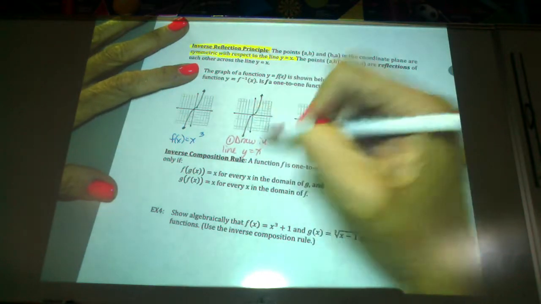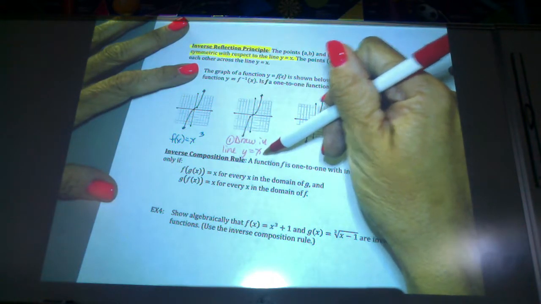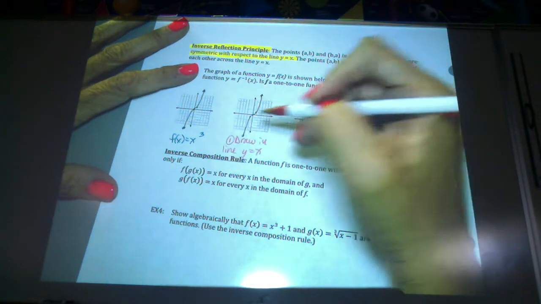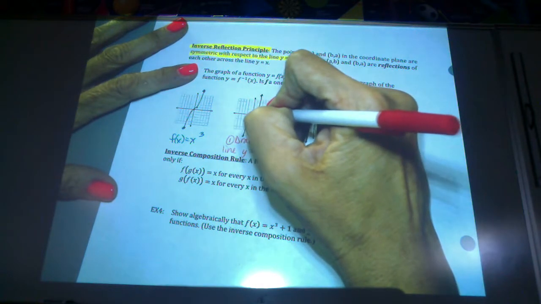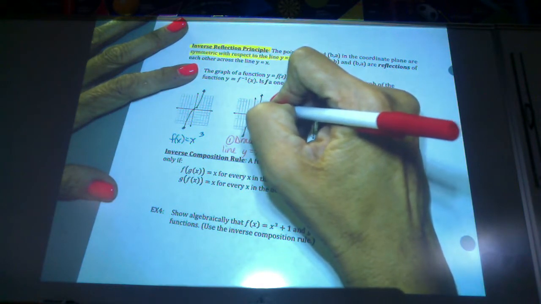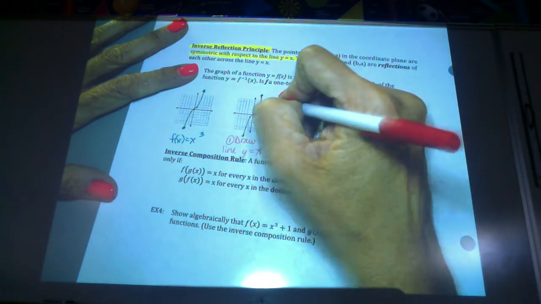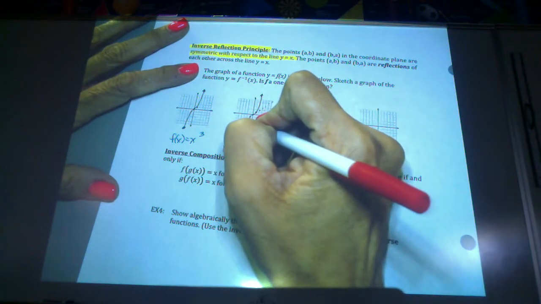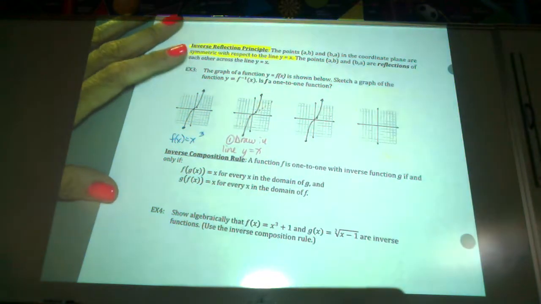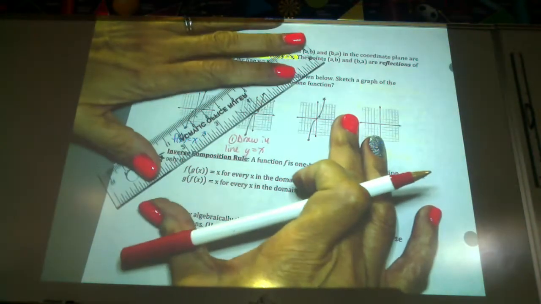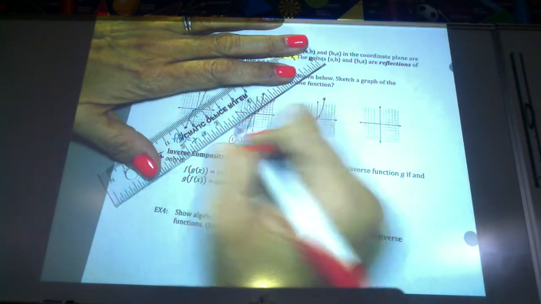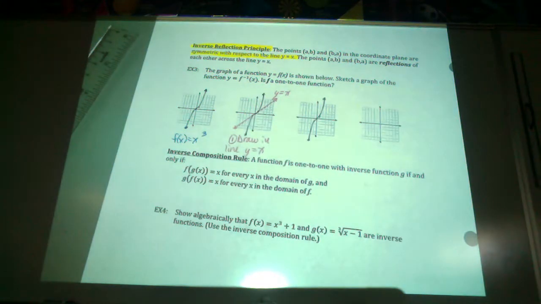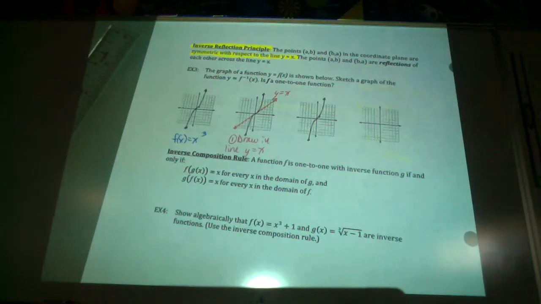So (0, 0), if you don't know how to graph this, just start plugging in points. If x is 0, y is 0. If x is 1, y is 1. Well, that's this point right here, (1, 1). If x is 2, y is 2. If x is 3, y is 3, and so forth. Same thing with the negatives. If x is negative 1, y is negative 1, negative 2, and so forth. And so that is your graph, y equals x. We're going to reflect that original over that.